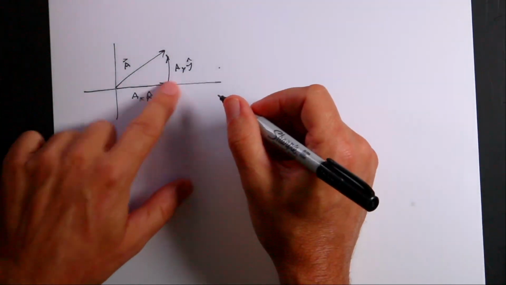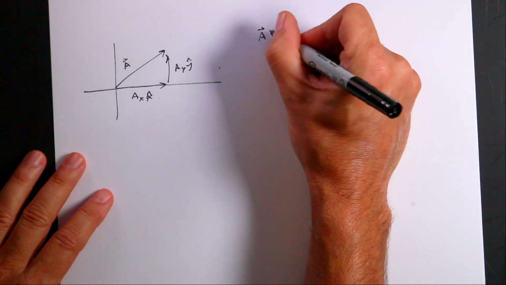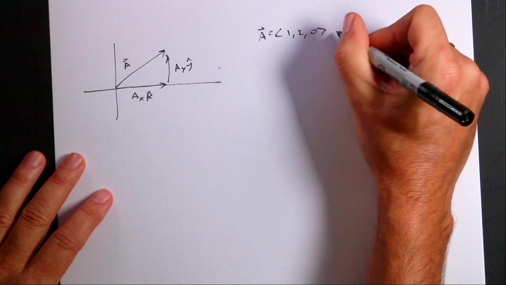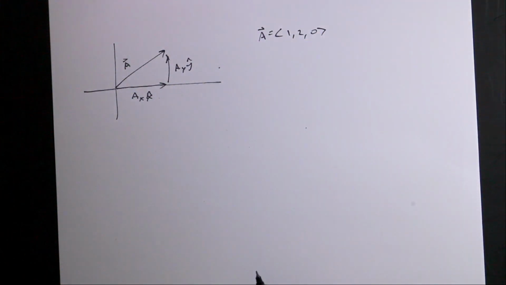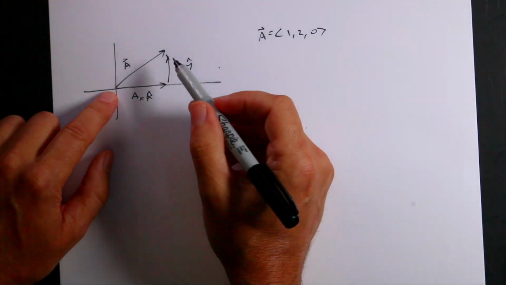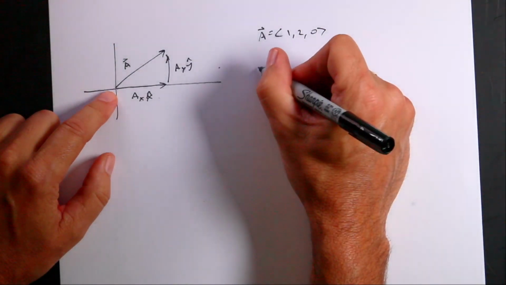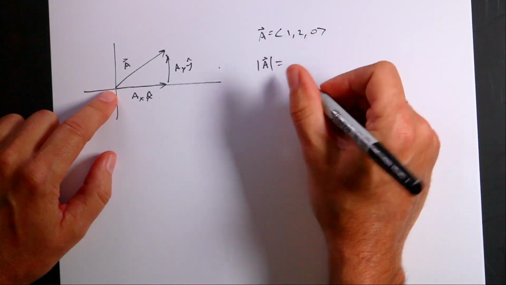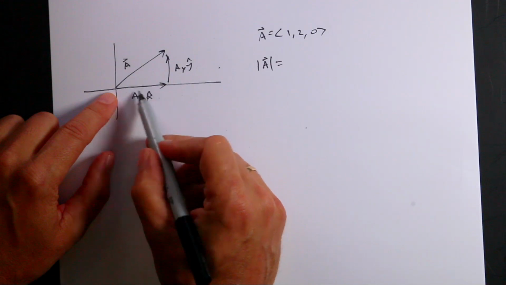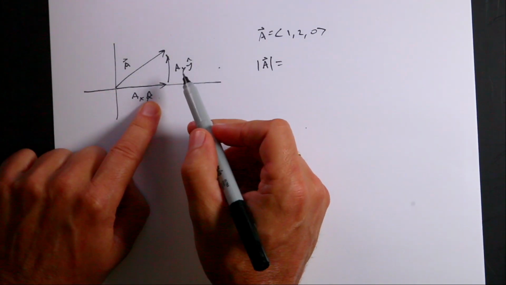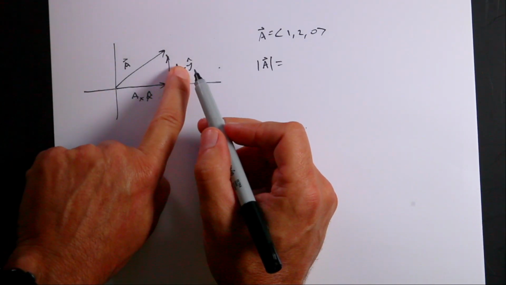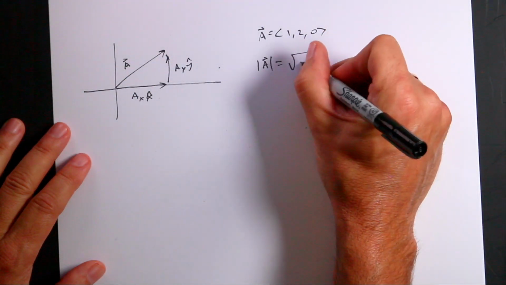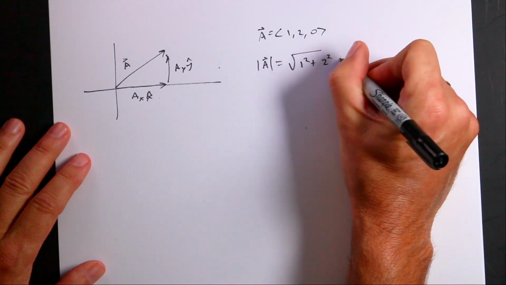But let's say I know these components. Let's say A is the vector 1, 2, 0, and it's math, so no units. And I want to find the length of this. Sometimes I actually do need to know that. The magnitude of a vector, we represent that with absolute value signs, is going to be, well, if I know the magnitude of this side, which I do because this is a unit vector, and the magnitude of that side, then this is just the Pythagorean theorem. So this would be equal to the square root of 1 squared plus 2 squared plus 0 squared.